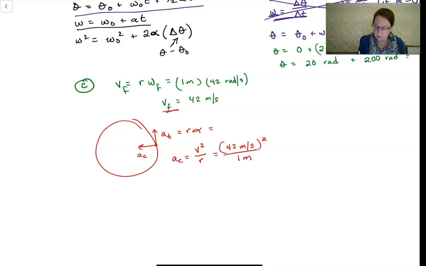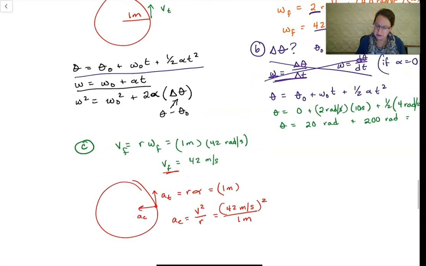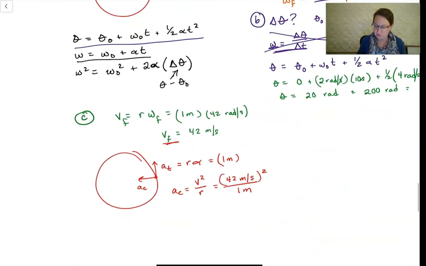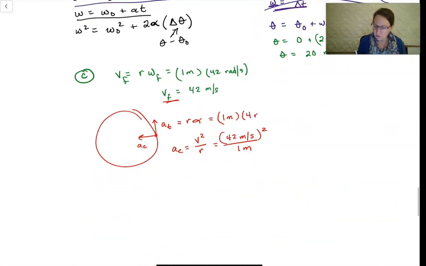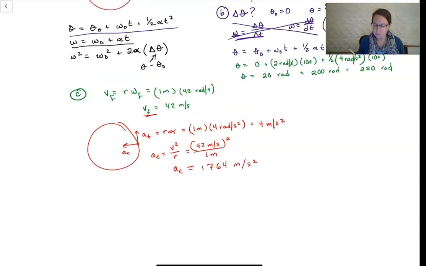And this would be 1 meter times whatever our alpha was, which was 4 radians per second squared. Again, this becomes 4 meters per second squared off in that direction, but most of the acceleration is towards the center, this 42 squared. And 42 squared is 1,764 according to my calculator. Notice that one of the meters here cancels with one of the meters up above, so you still get meters per second squared.